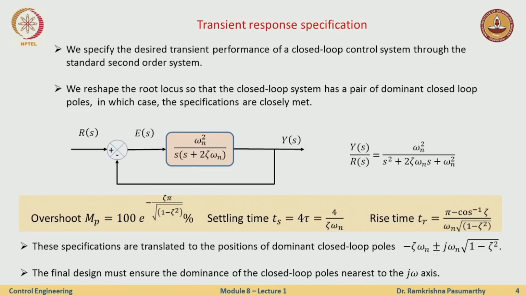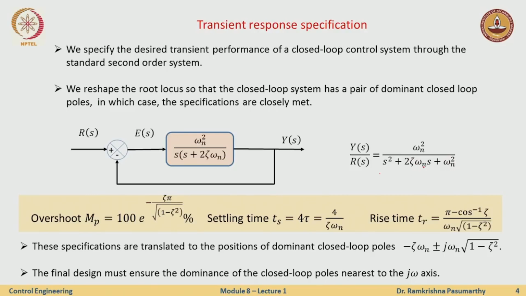Okay, and when I talk of a dominant pole pair, it is easy to specify these transient performances through a standard second order system, right? So how does the second order system look? I have the transfer function as omega n square over s square plus 2 zeta omega n s plus omega n square, and we know what zeta means.